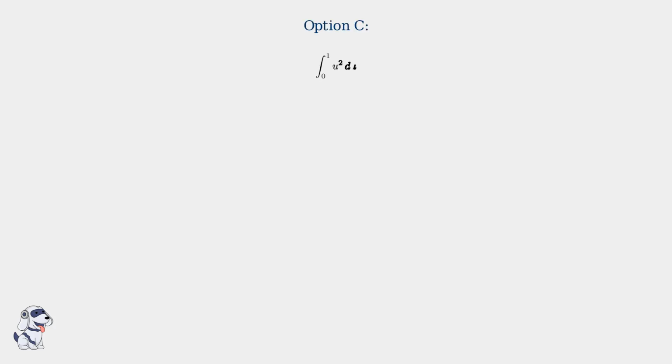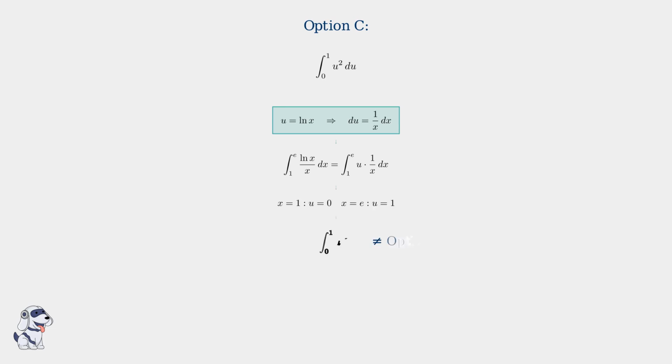Finally, let's check option C, the integral from 0 to 1 of u squared du. Using u equals ln x, du equals 1 over x dx. Substituting gives us the integral from 1 to e of u over x dx. Limits change to u from 0 to 1. This gives u du, not u squared du. Option C is not equivalent. Only option A is equivalent to the original integral after proper u substitution and limit changes.